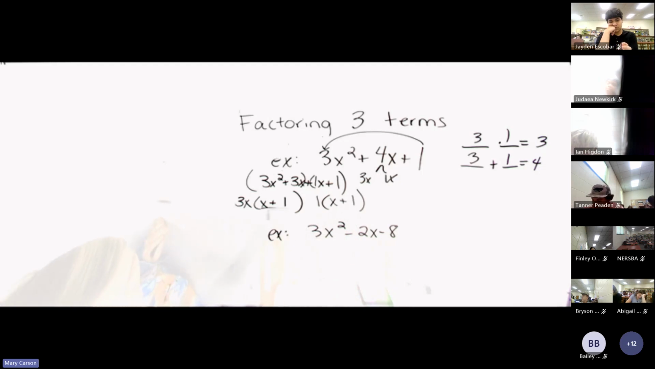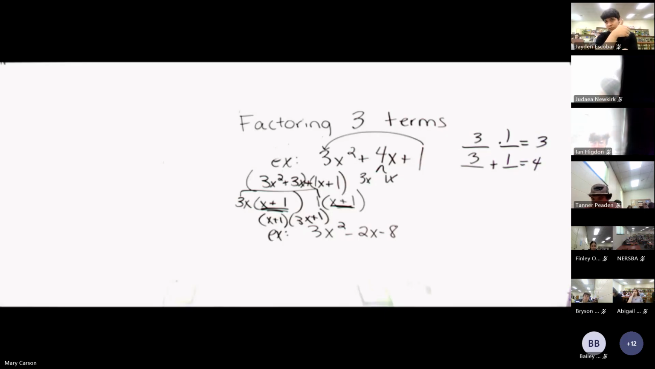Notice these are what's in parentheses that are the same. So I'll pull out an x plus 1, and then I have what's left over, which is a 3x plus 1. So you should have gotten x plus 1 times 3x plus 1. Did everybody get that? Seeing some shaking your head, yes? Questions on that one? All right.